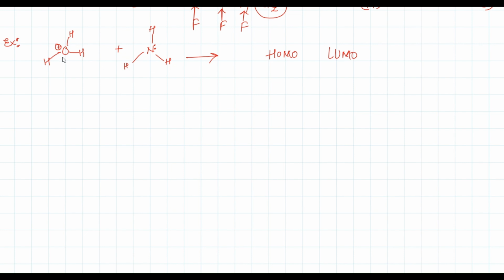Then how to determine? The oxygen has 3 sigma bonds, and the nitrogen also has 3 sigma bonds. This sigma bond will cut this sigma bond and this sigma bond. That means the bond order is nothing but half of bonding minus antibonding. Here the same bond order is there, and here also the same bond order is there, but which one is HOMO and which one is LUMO, we have to determine like that. That's why I have done the cuts.